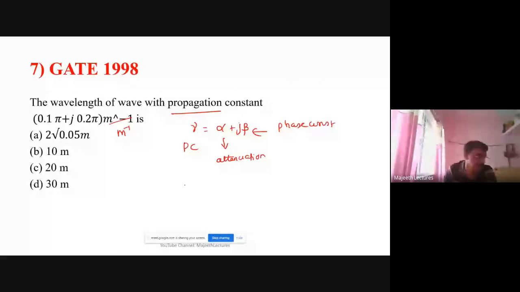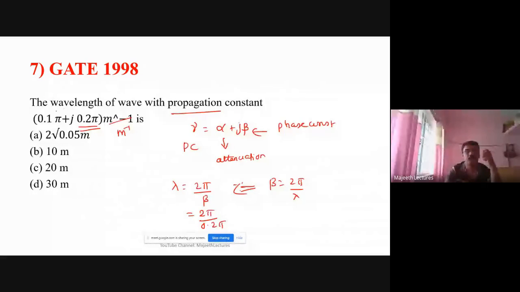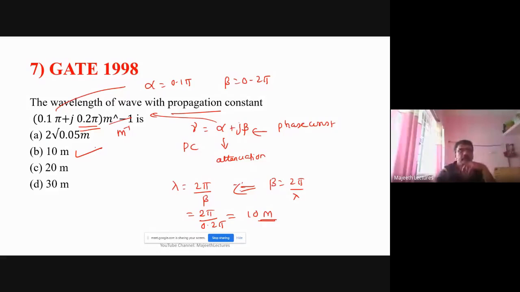What is the wavelength, lambda? We know lambda is equal to 2 pi by beta, because beta is equal to 2 pi by lambda. Here alpha is 0.1 pi. Compare with this equation, beta is 0.2 pi. So lambda is 10 meter. Option B. Simple problem, right? This question they have asked. Okay.